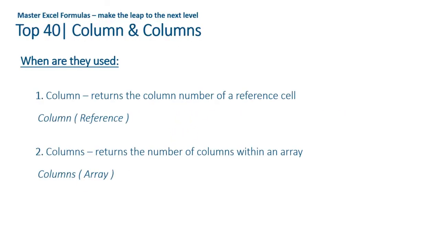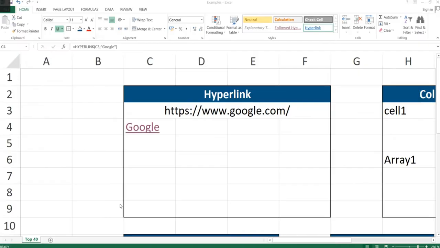Okay, so going back to the presentation again, the next two formulas that we have are COLUMN and COLUMNS. So COLUMN will return the column number of the reference cell, but it is going to start the counting from the very first column, or obviously that is going to be column A, okay. Whereas the COLUMNS formula returns the number of columns within a specific array. Okay, so I'll show you what I mean by that as well. Let me just go to the spreadsheet again.